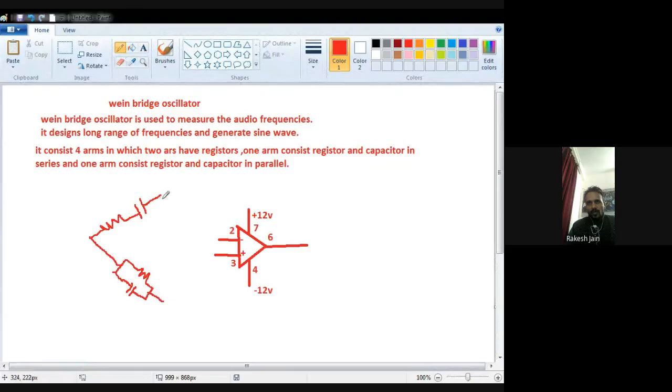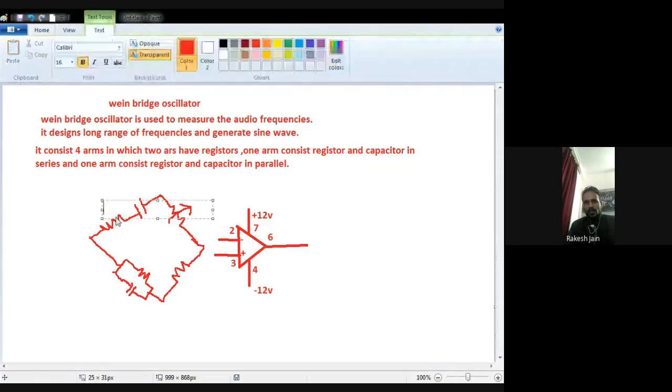And the remaining 2 arms, in which 1 arm contains a variable resistor and 1 arm contains a normal resistor. So let me give them names.